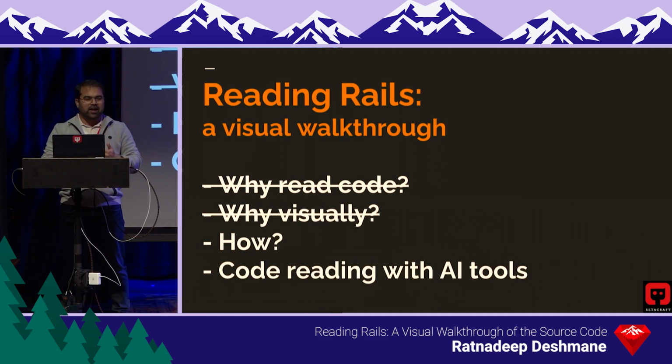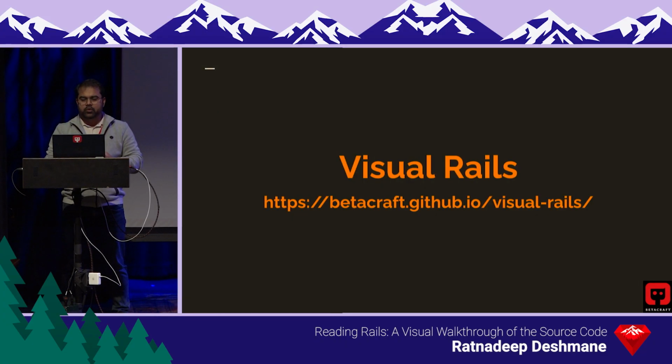So we talked about why we need to read the code. And we also talked about why visually reading the code is important and communication is better with that. The next part that we will come to is how. How do we do that? And for that, I have built this website called Visual Rails.